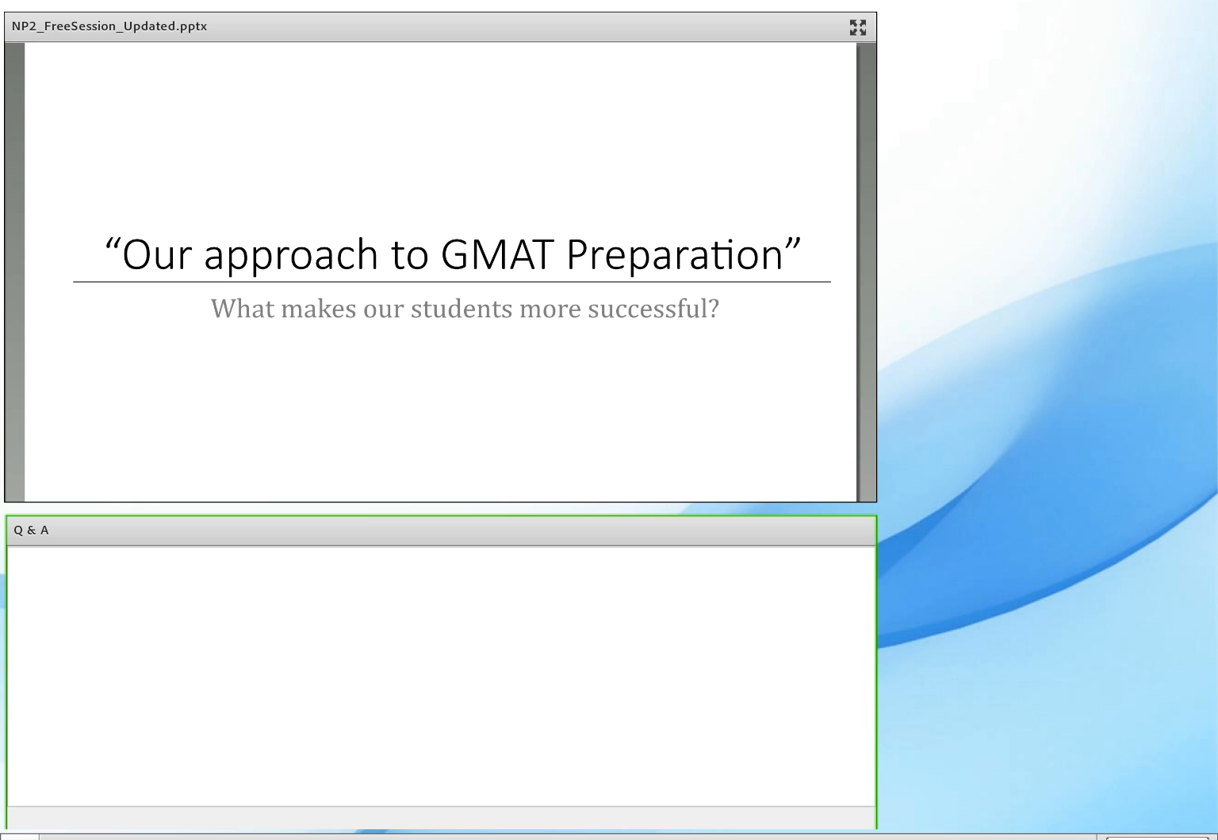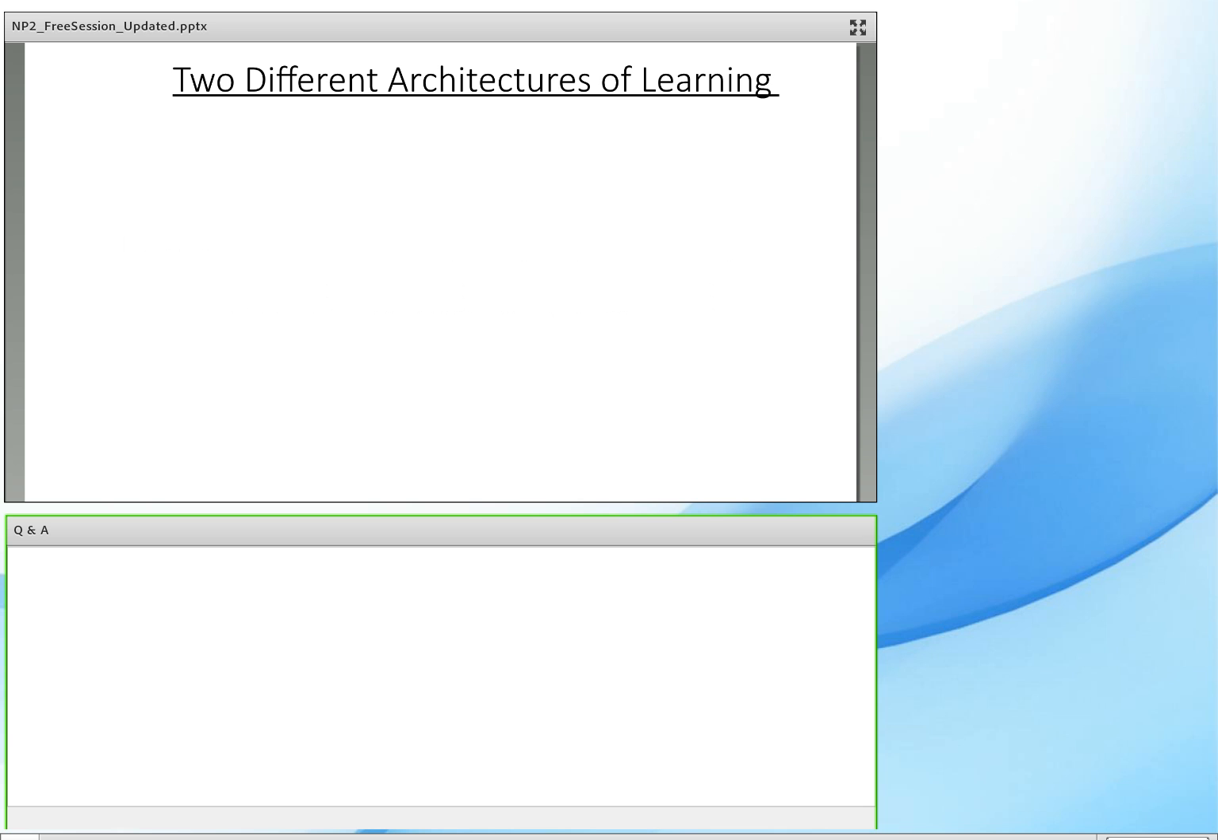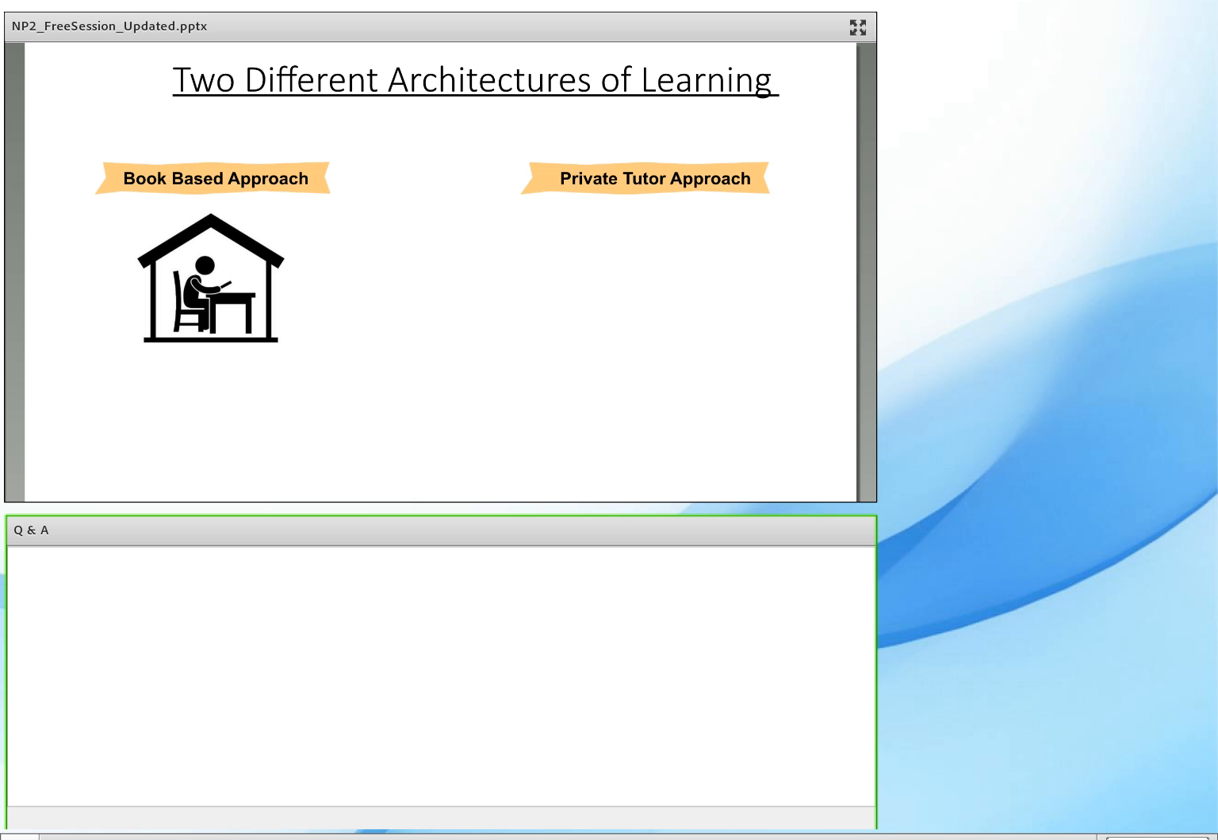So to do that, let me talk about the two prevalent architectures of learning today. When you think about various architectures of learning, you're going to find that two major architectures exist today. One is what we call a book-based architecture, and the second is a private tutoring-based architecture.